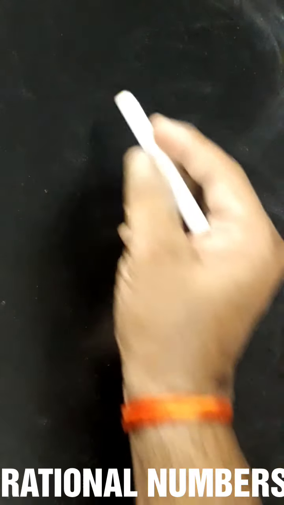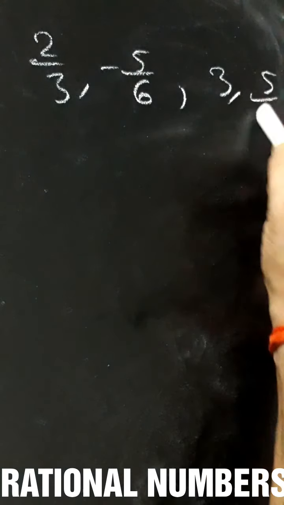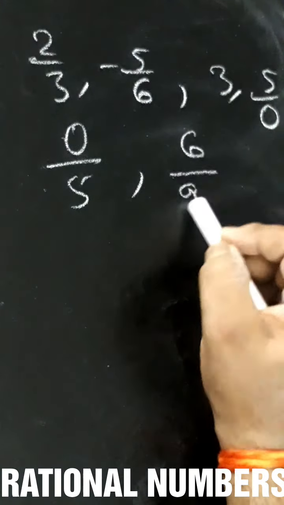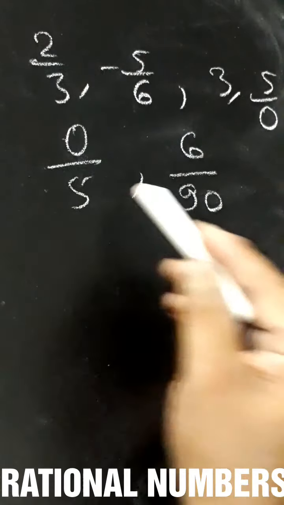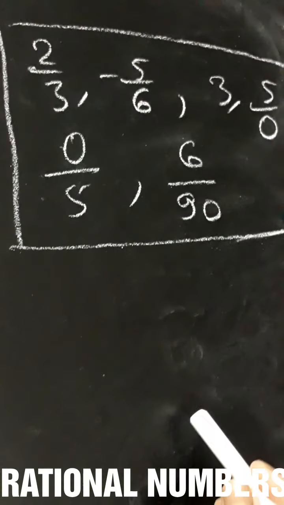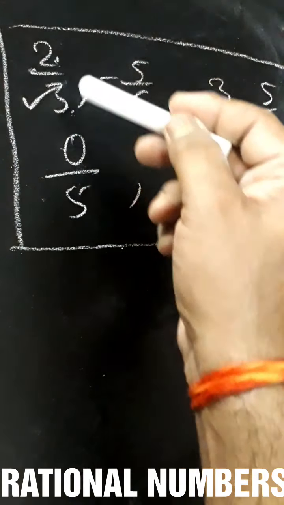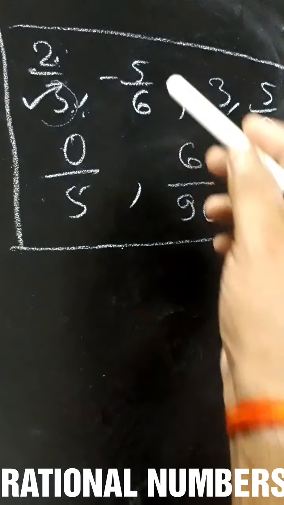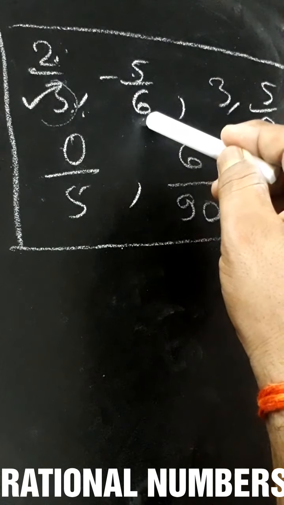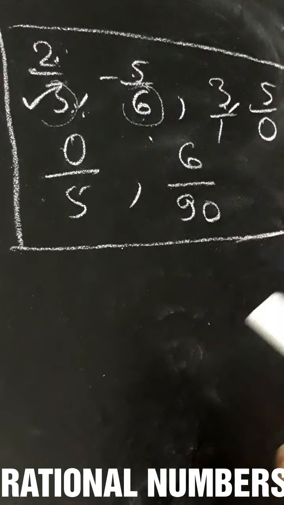We are given some numbers: 2 by 3, -5 by 6, 3, 5 by 0, 0 by 5, 6 by 90. We have to say which of them are rational numbers. Here we can see 2 by 3. This is a rational number because both are integers and the denominator is not equal to 0. Again, -5 by 6 is also a rational number, since -5 and 6 are both integers and the denominator is not 0. This 3 can be written as 3 upon 1.